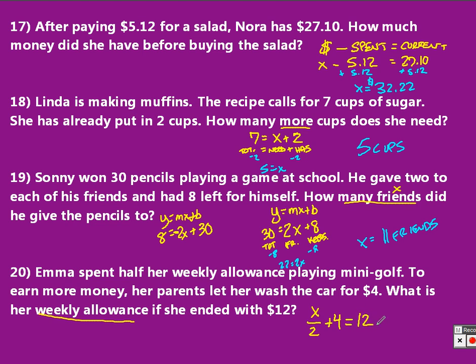There are also problems that could have said if she had washed the car first, that would have been x plus 4, and then if she spent half of it, then it would be divided by 2, equals 12. So make sure you pay attention to the order that things are happening. So first subtract 4 to solve this equation. X over 2 is equal to 8. Multiply both sides by 2, and she's going to say that she started with $16. There you have it.